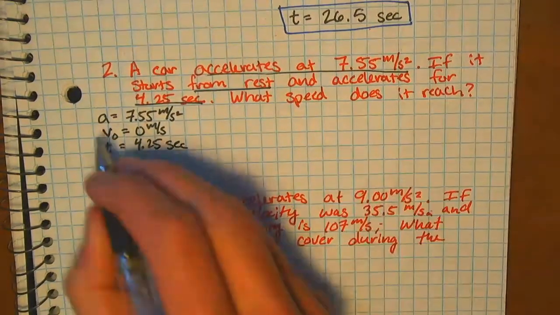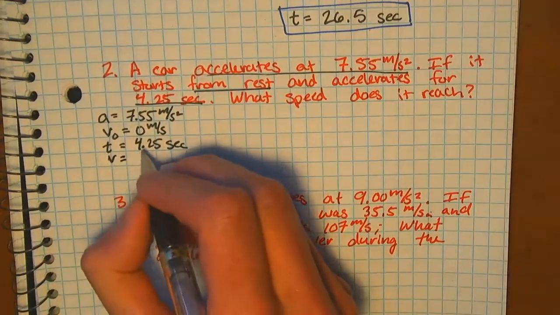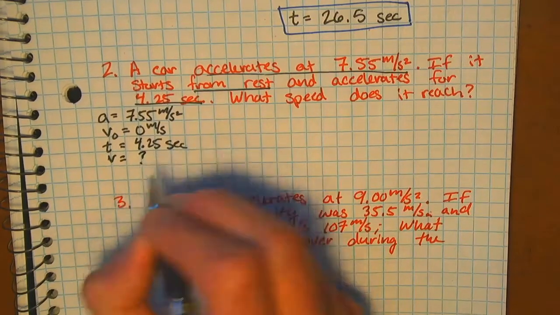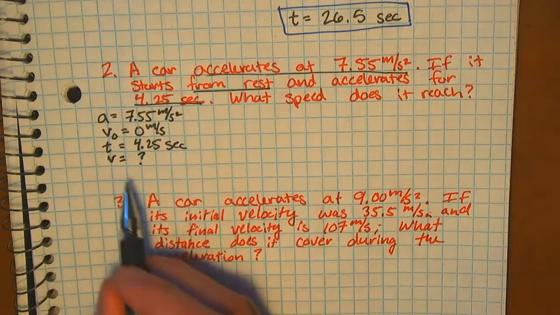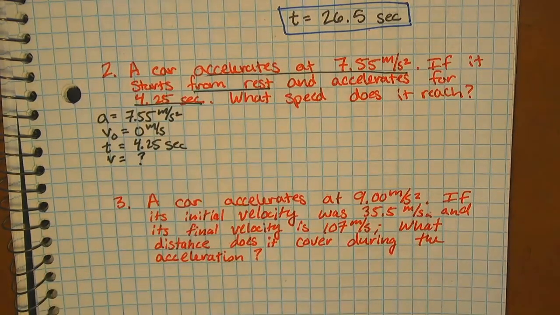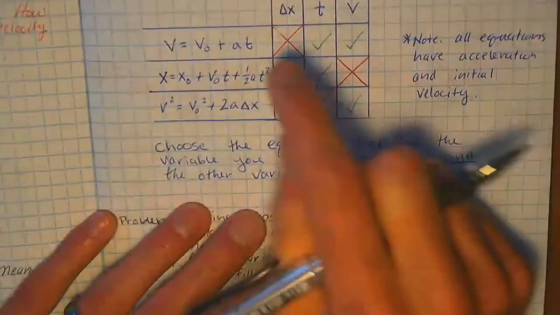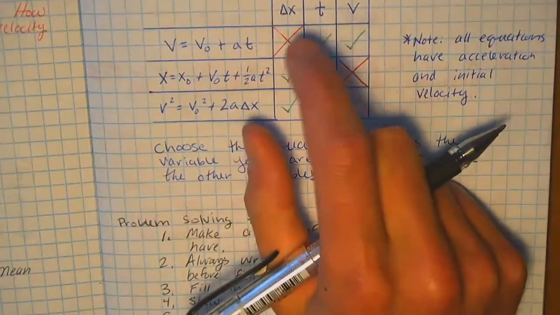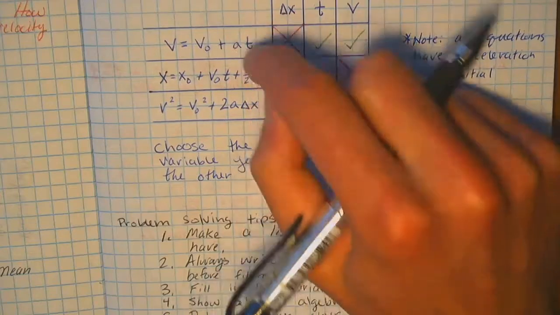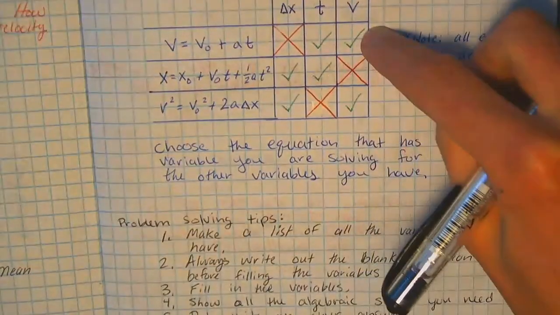What speed does it reach? Oh, that's the final velocity. Again, write the V equals question mark so that you remember that that's what you're looking for. Okay. So as we look at the information here, we're solving for velocity. Equation needs to have final velocity. So this one has final velocity.